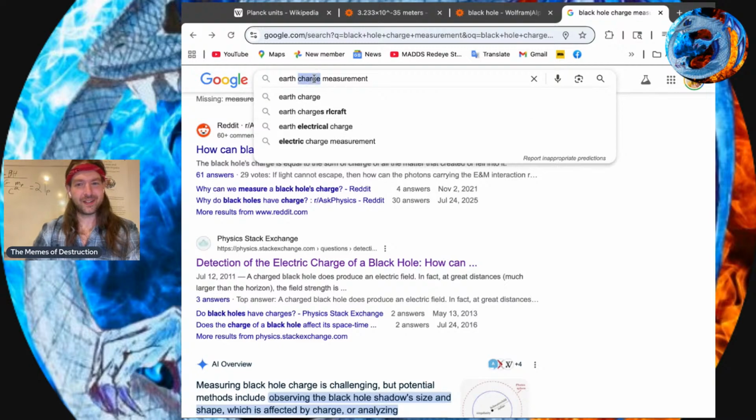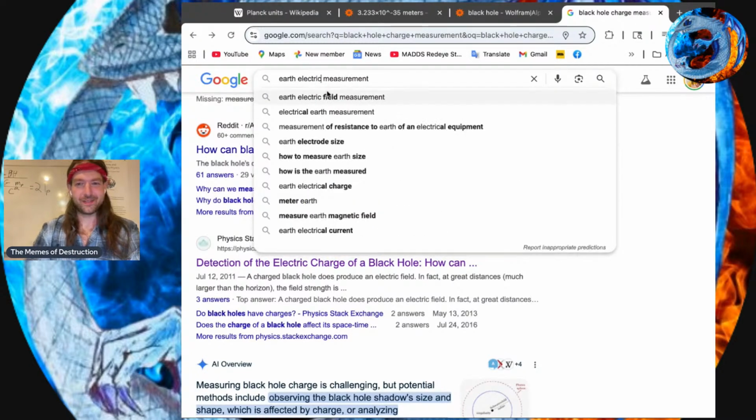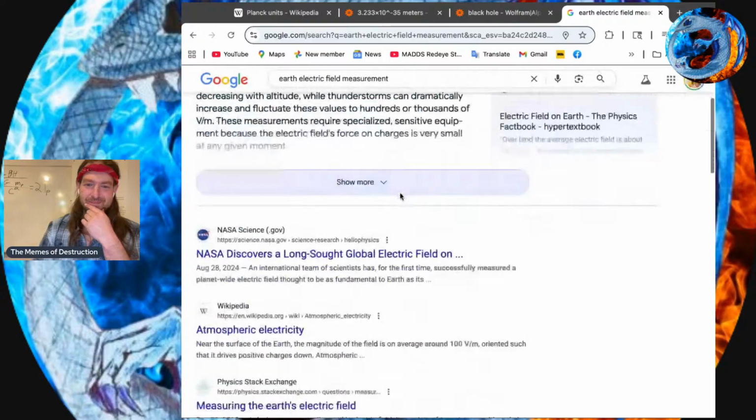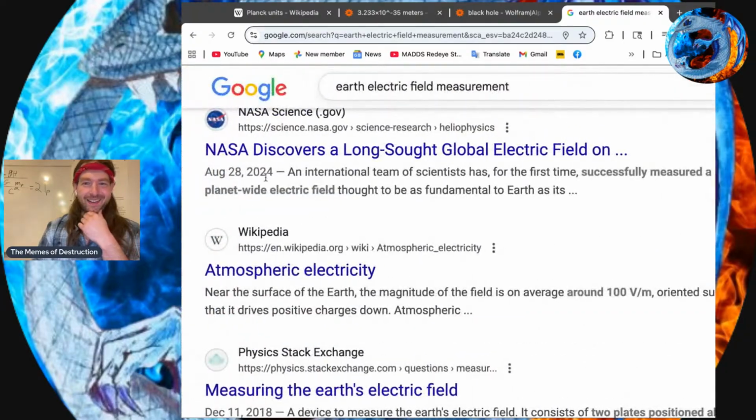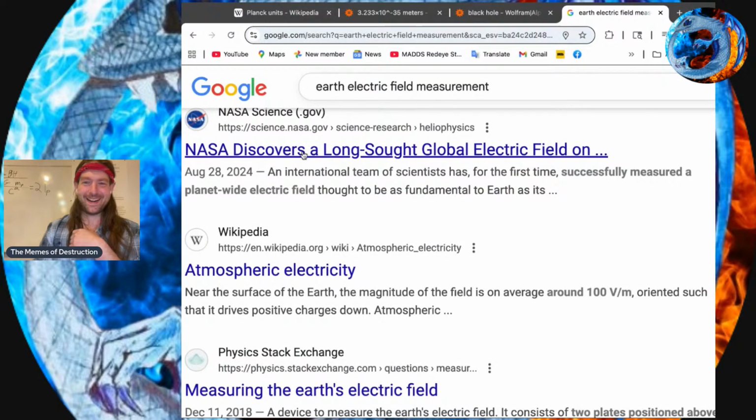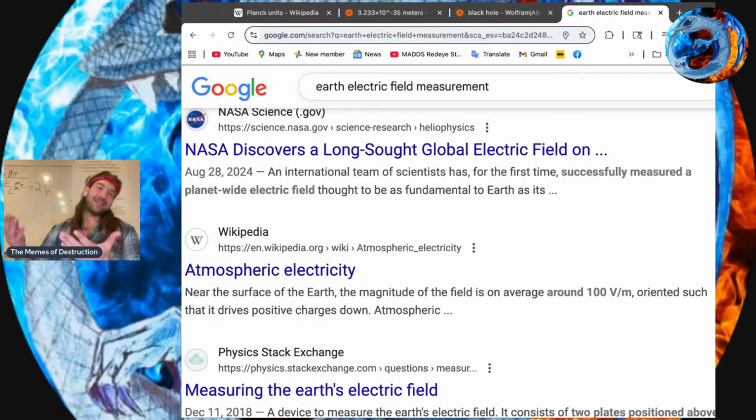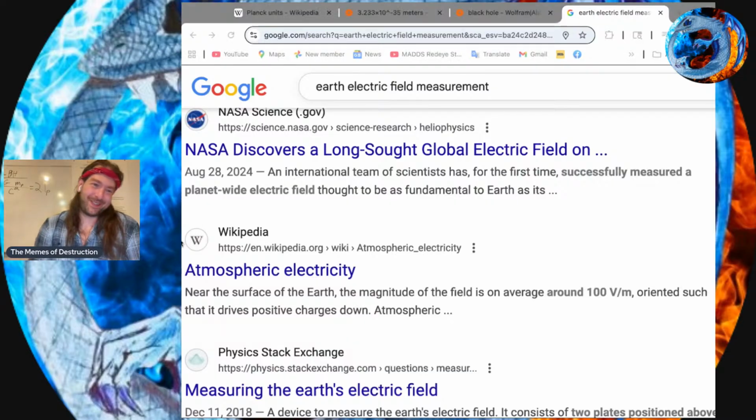Earth electric field measurements. No, okay, yeah, this is last year. A global electric field, long shot, wide electric field to be a fundamental aspect. So, you know, those things like that. Yeah, basically we know this has to be a thing, but okay. If we just measured the Earth's electric field, I'm assuming, and again, a big assumption, we probably never actually measured the electric field of a black hole.